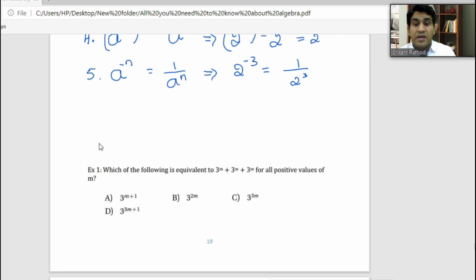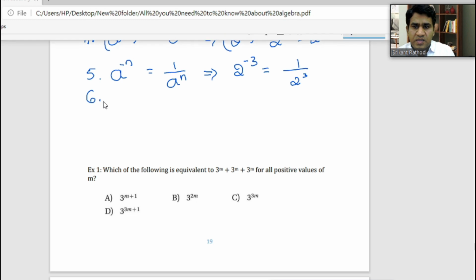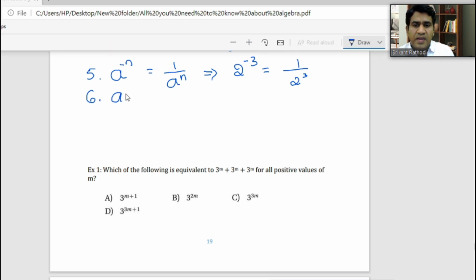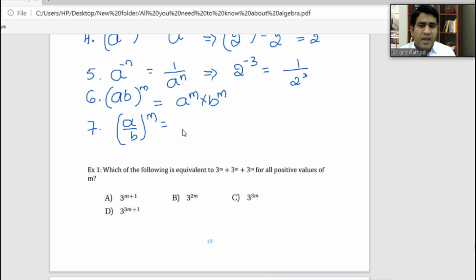Okay, let me write a few more. Something I can write as a times b, to the power m, because two numbers are multiplied and the common one is their power. This can also be written as a to the power m times b to the power m. I can distribute it in this way. This power can be given to the individual terms, right? The next, a by b to the power m. In the same way, I can also say a to the power m by b to the power m. So in the exams the questions may be asked in any way.